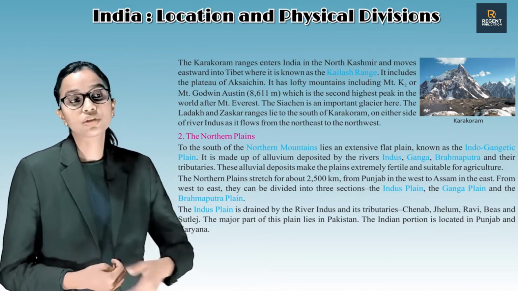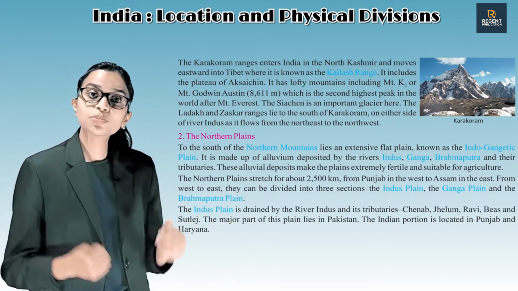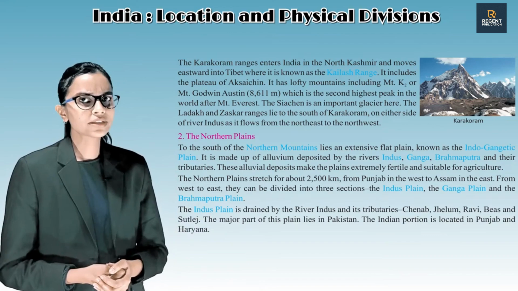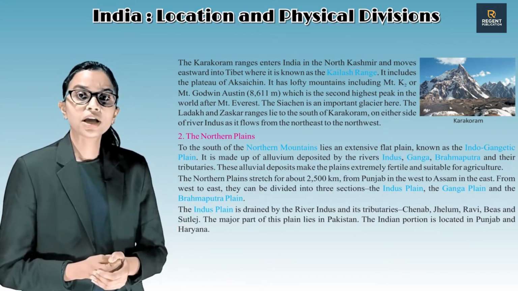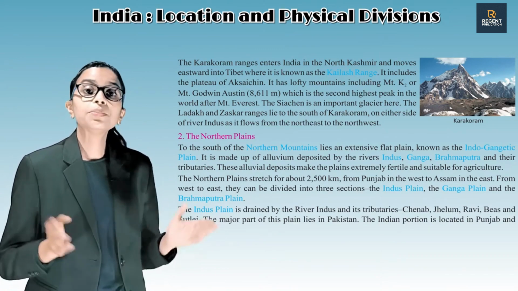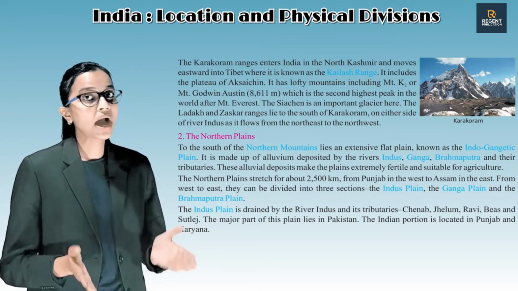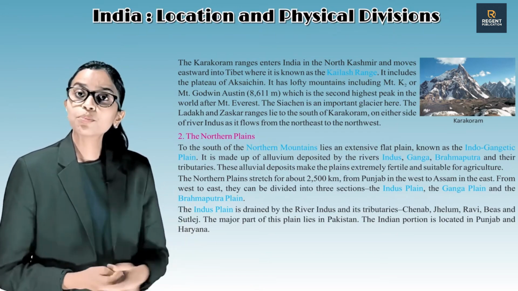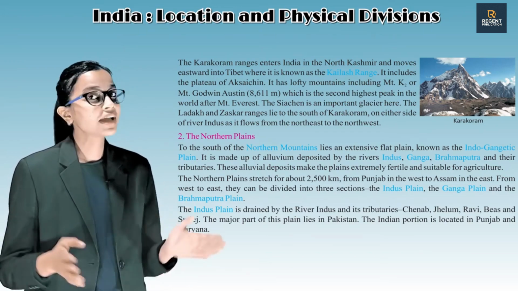and the Brahmaputra Plain. The Indus Plain is drained by the river Indus and its tributaries Chenab, Jhelum, Ravi, Beas and Satluj. The major part of the plain lies in Pakistan. The Indian portion is located in Punjab and Haryana.